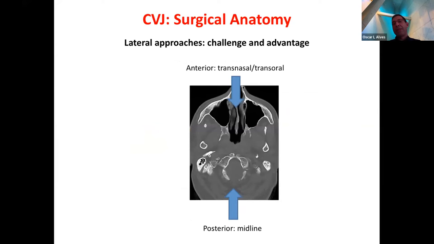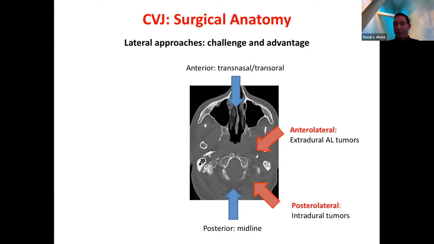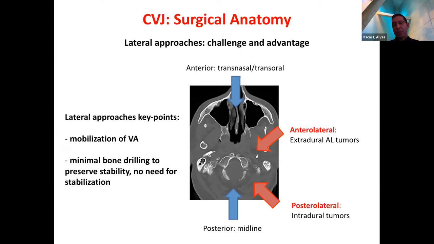This is the classical transnasal, transoral anterior approach, the posterior midline approach. And you have the anterolateral approach that I showed you before, or the posterolateral approach. Those lateral approaches to the craniovertebral junction imply the mobilization of the vertebral artery, and there is minimal bone drilling to preserve stability. So you don't need to stabilize those patients. And my algorithm is: intradural tumors, most of them can be approached by a posterolateral way, or if you have extradural tumors in this region, it's better to do an anterolateral approach.